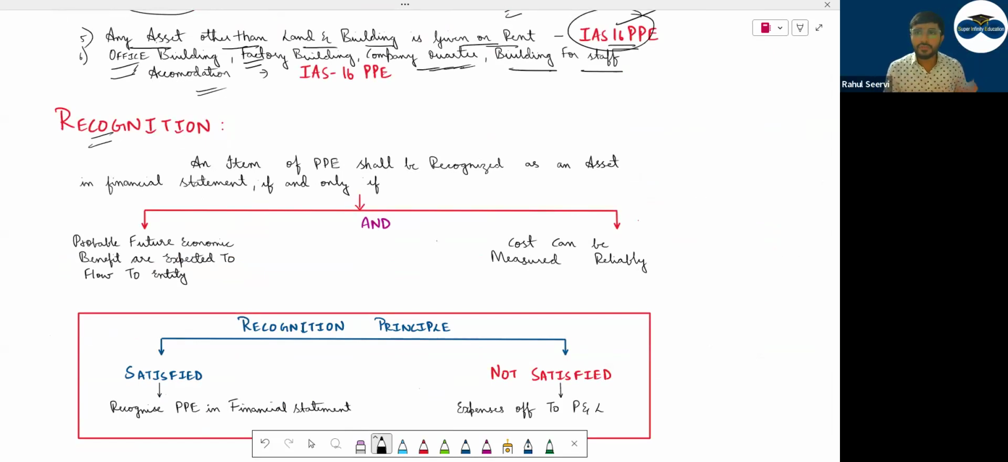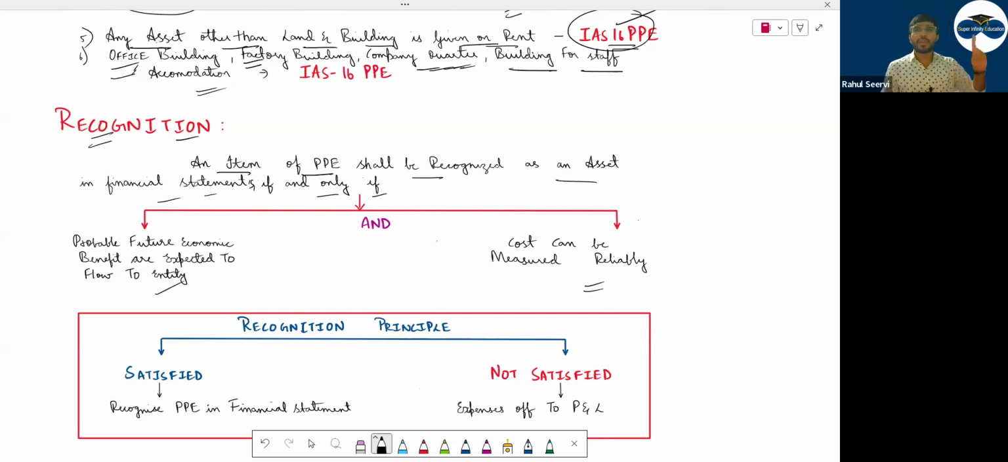Recognition means what? When will you record the asset? Is this very important for FR? No. Many times it will be given that the asset has been recorded, and you have to do the calculation part. Recognition: an item of PPE shall be recognized as an asset in financial statements if and only if these two conditions are fulfilled.